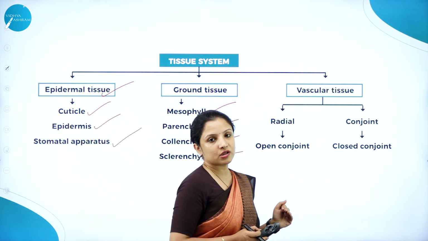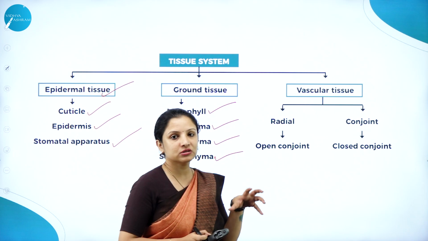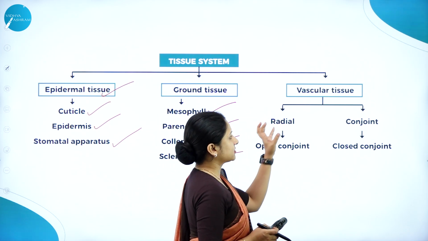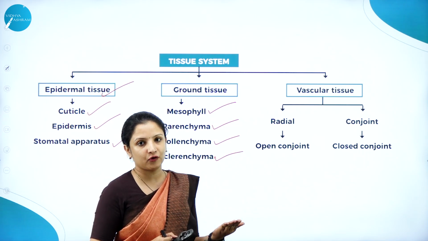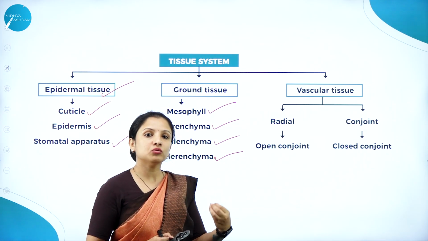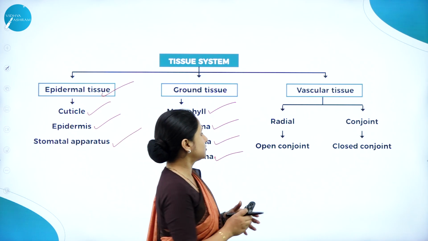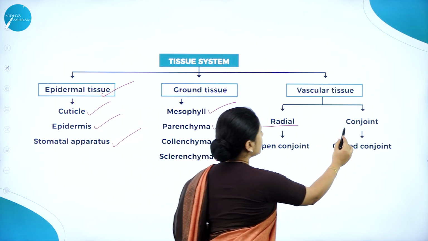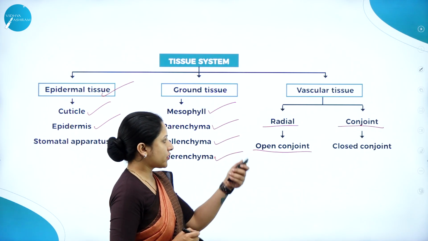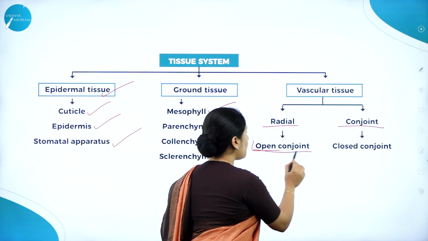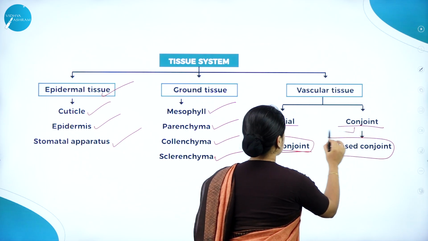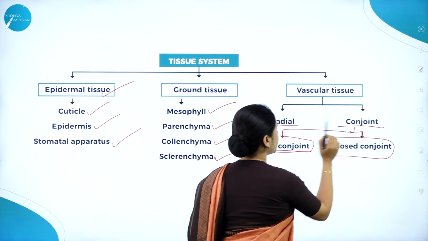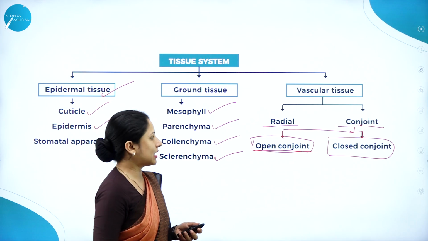Next, below the ground tissue system, the innermost layer of the plant is the vascular tissue. The vascular tissue mainly consists of the xylem and the phloem, and depending on how they are arranged, it is of 2 types, radial and conjoint. Conjoint can be open conjoint and closed conjoint.